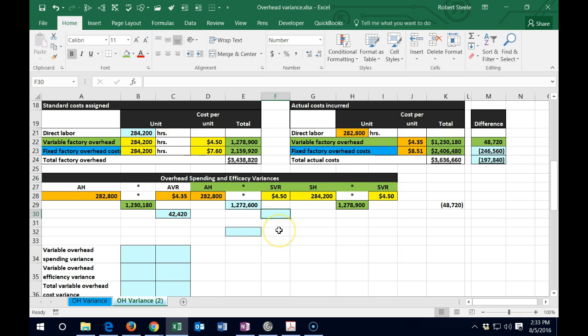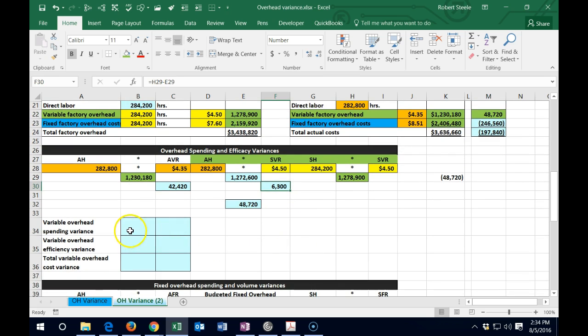So we're going to say this equals this number minus this number, and that's going to be the favorable difference. And so they're both favorable in this case. So if we take the 42,420 plus the 6,300, now we get back to our original number here. So we take this number, we broke it out into its components here and here, so that we can focus more on those components. What are those components?